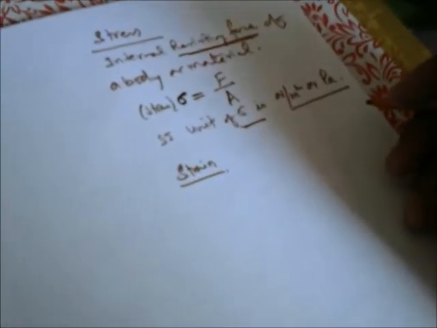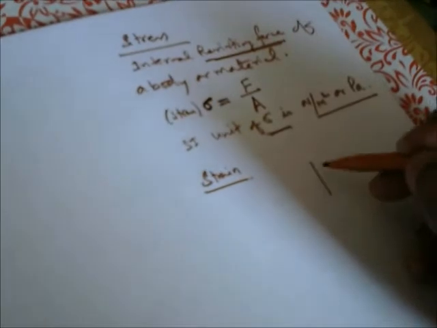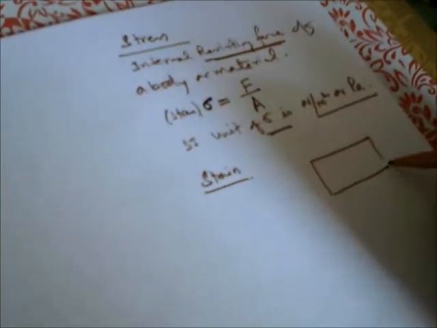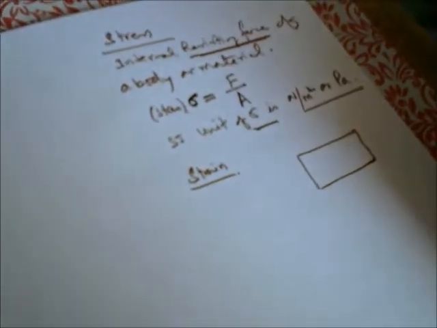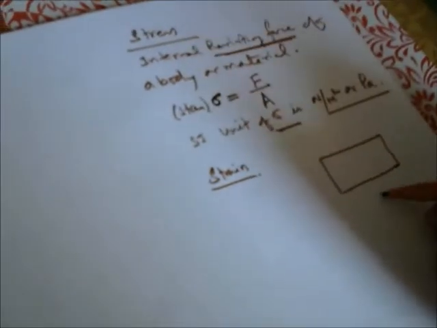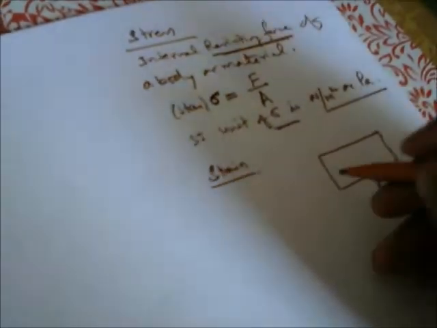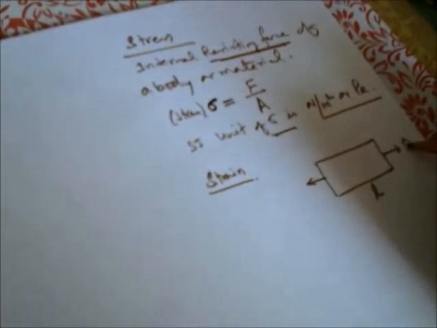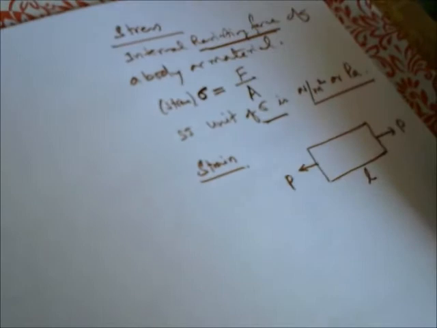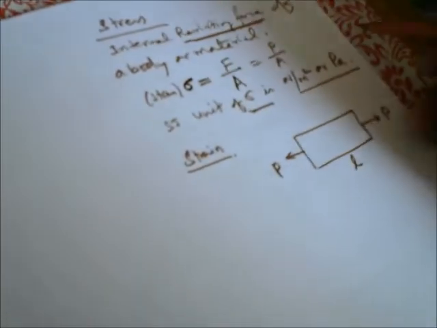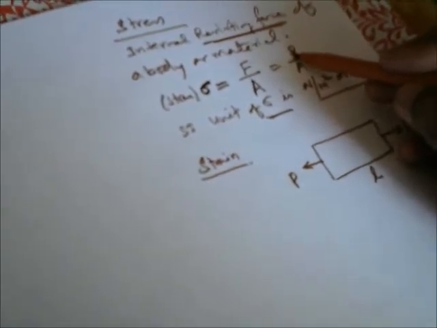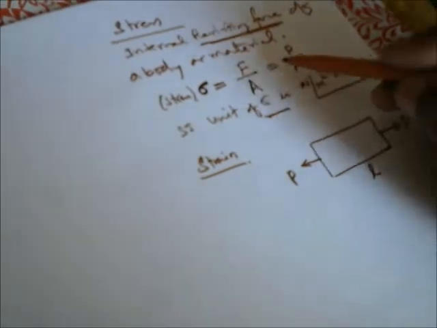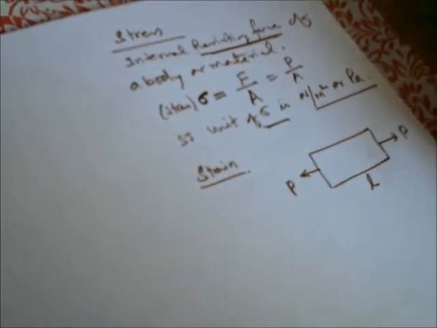Strain. Suppose a body is there in front of you and its original length is L. You are applying some tensile force P. You can write it as P by A also. If your load is P, in Newton, then the load applied per unit area, stress sigma, is equal to P by A.